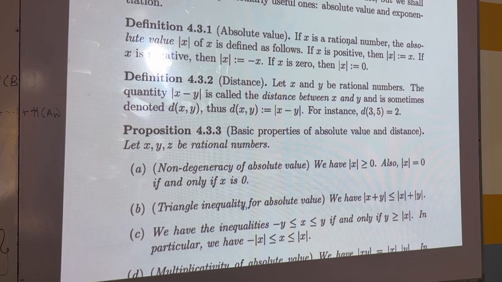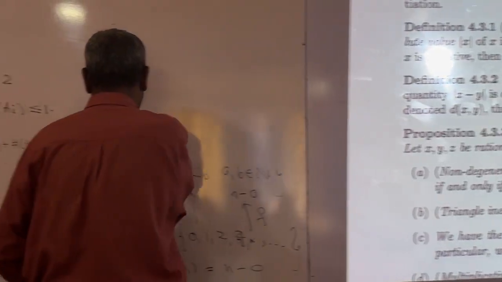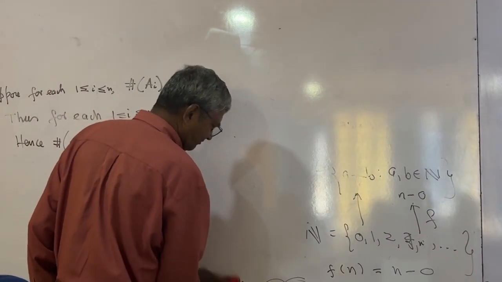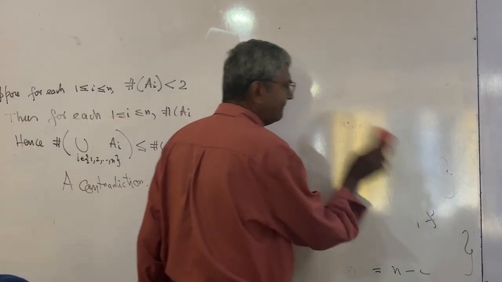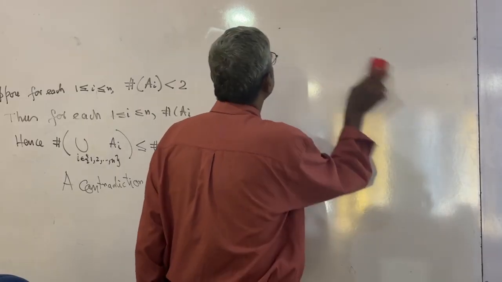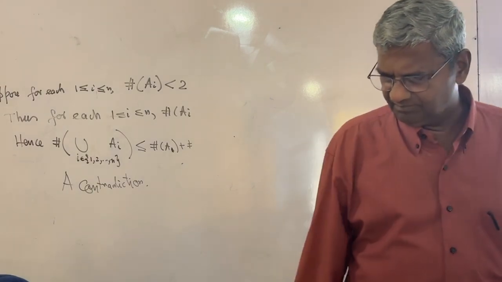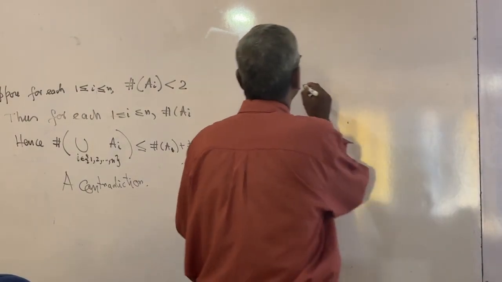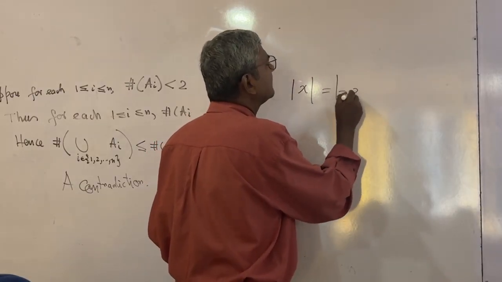Just by looking at the definition, you can see something: d(x, y) and d(y, x) are both the same, because by the definition of absolute value, the absolute value of x and the absolute value of negative x are the same.